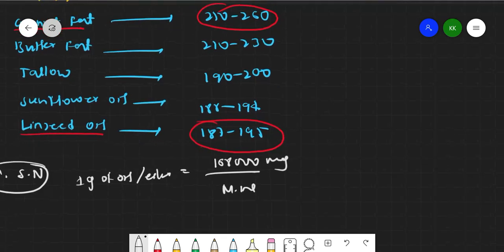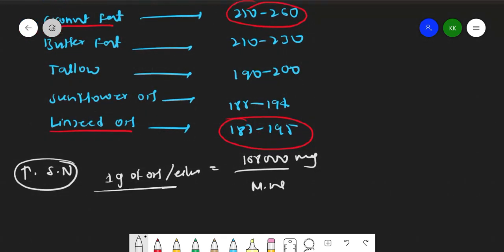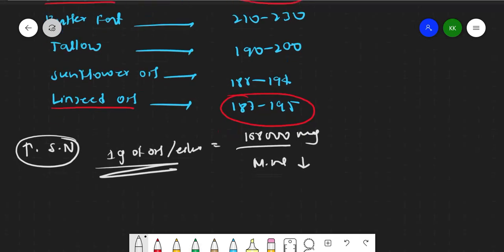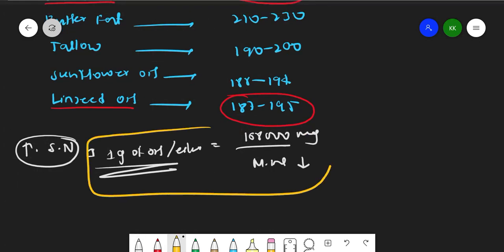If the saponification value of an oil is greater, the molecular weight of it will be smaller, right? Both are inversely proportional, from this equation. So see, both are inversely proportional. So the smaller the molecular weight, the greater will be this value. This is how you remember it.